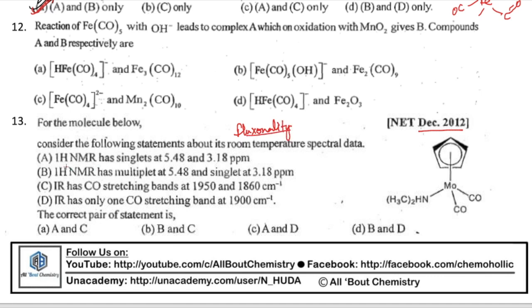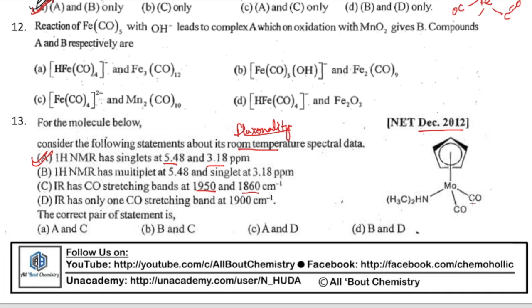It says that proton NMR has singlets at 5.48 and 3.18. Is it true? Yes, that is going to be true, because you will get a singlet from these 5 protons, and these two methyl groups are going to give you a singlet. So you are going to get 2 singlets over here. So that is true. The second one says proton NMR has a multiplet at this. No, you cannot get a multiplet, because you are doing it at room temperature, so fluxional behavior will be there, so you'll get a singlet, not a multiplet. Next is IR has CO stretching bands at 1950 and 1860.